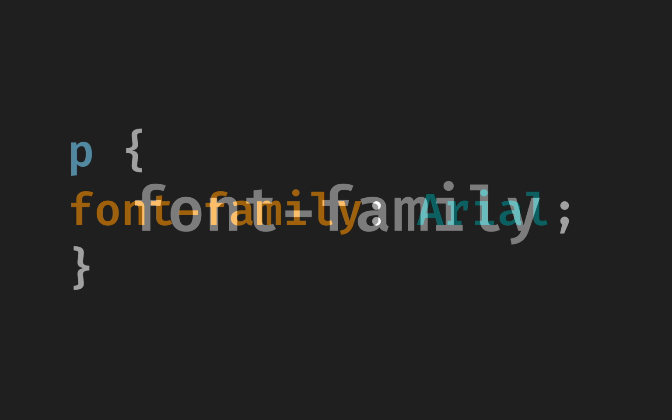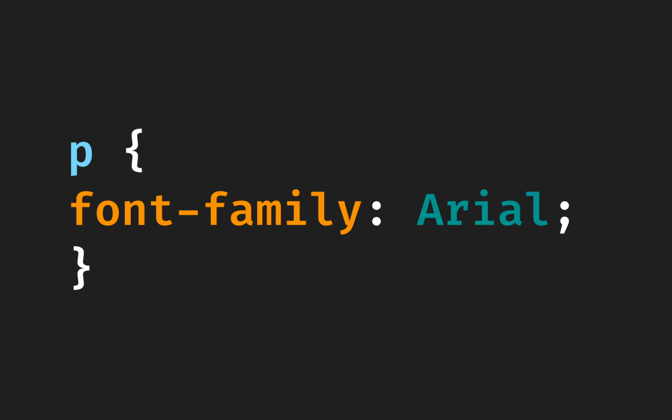So for example, let's say you want to use the font Arial for your text. You will write this in your CSS. This tells the browser to use Arial font for any text inside a P element. That stands for paragraph. But what if the user doesn't have Arial installed on their computer?